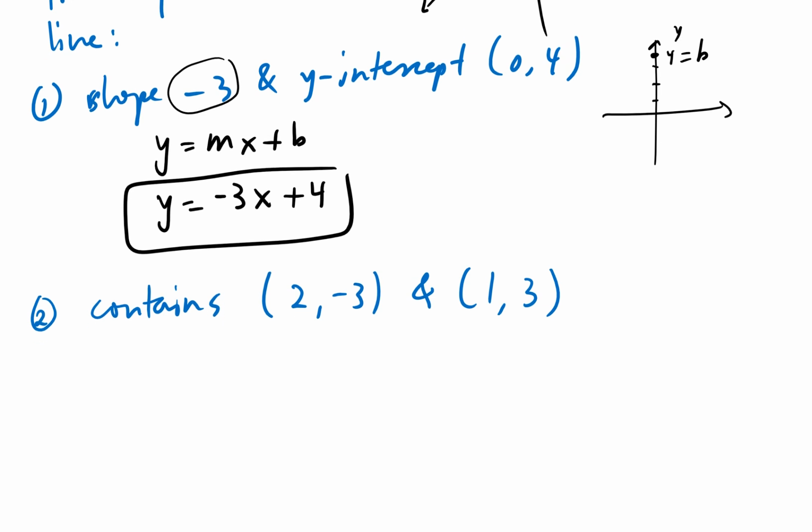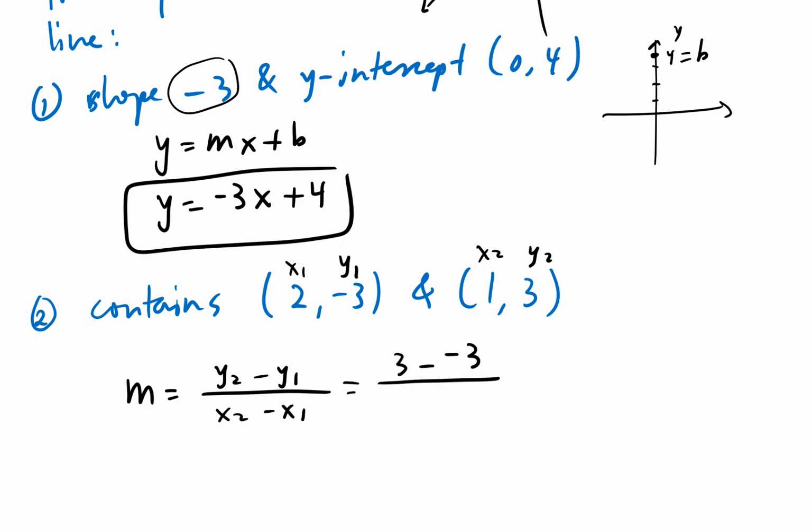Next one, we need to find the slope. We can label these x1, y1, x2, y2, and we write down the formula that we recalled earlier. Difference in the y's over difference in the x's. y2 is 3, y1 is -3, x2 is 1 minus 2, so 3 plus 3 over -1, 6 over -1, -6. In the first part, they gave us the slope. Here we have to find it. So I found the slope to be -6.